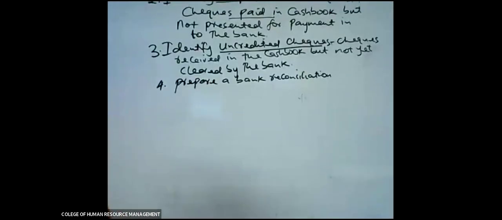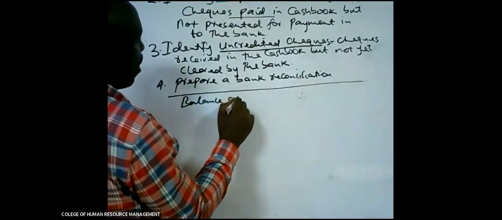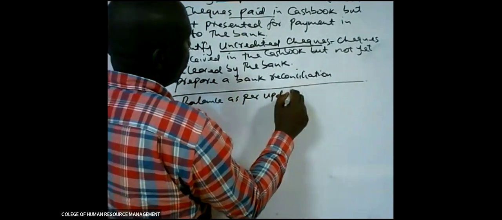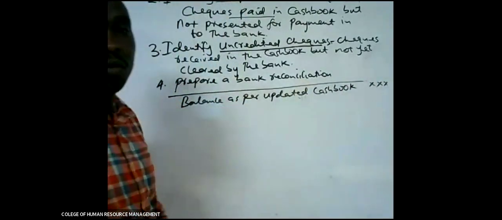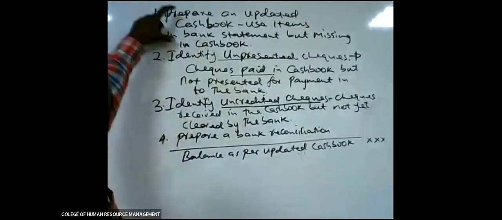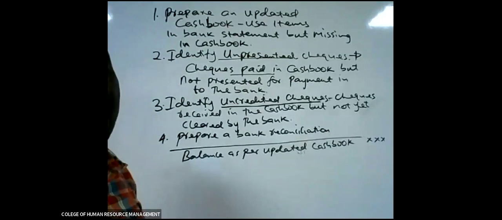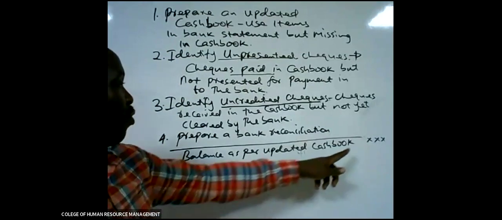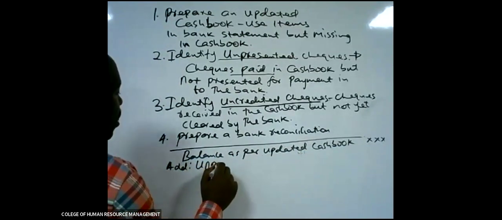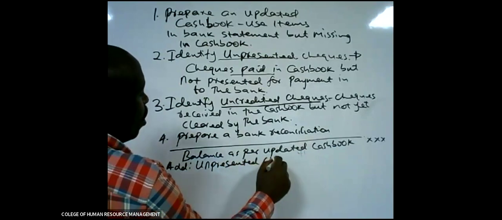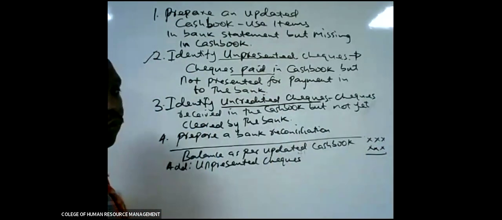then you will come here now and prepare a bank reconciliation statement, whereby you will start with the balance as per the updated cash book. That is the final result of the updated cash book you prepared. So at the end of the updated cash book, you will have the correct balance. That is the figure that you bring here. Then you add the unpresented checks, what you have identified in step 2.